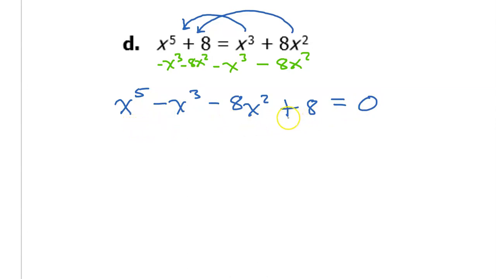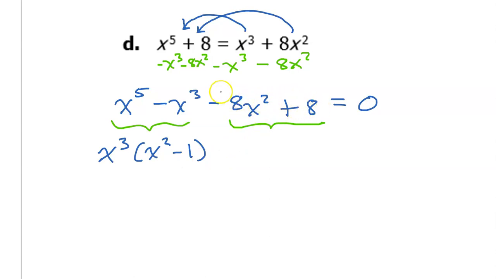And I'm once again thinking that grouping will probably work. Let's group the first two terms and the last two terms and factor out the GCF of each. The GCF of the first pair is x to the third power. If I bring that out in the front, I will have x squared minus 1 inside the parentheses. Now here I see there is a common factor of 8. But because the leading coefficient of this pair is negative 1, I must think of it as negative 8. So I'm going to factor out a negative 8. Be careful about the way that will change the sign here. So I will end up with x squared minus 1.